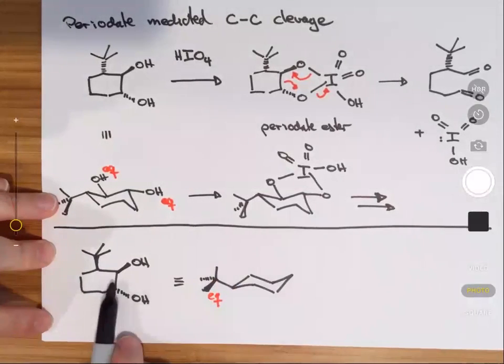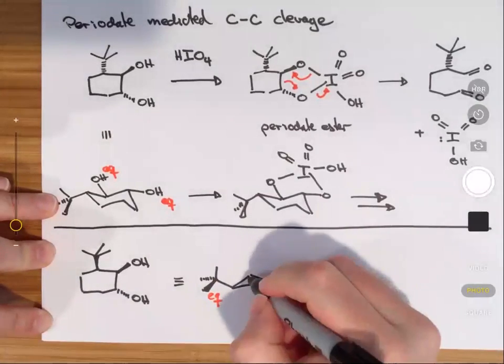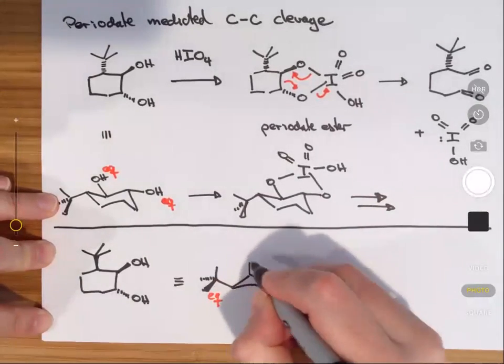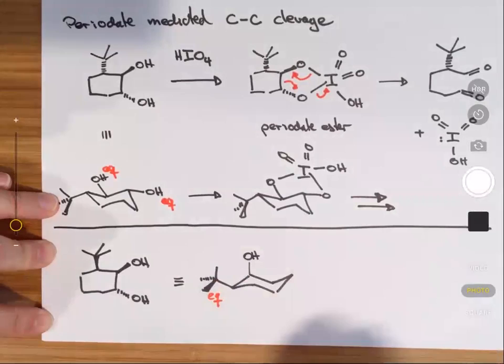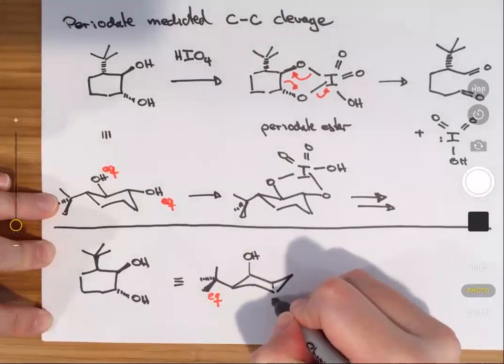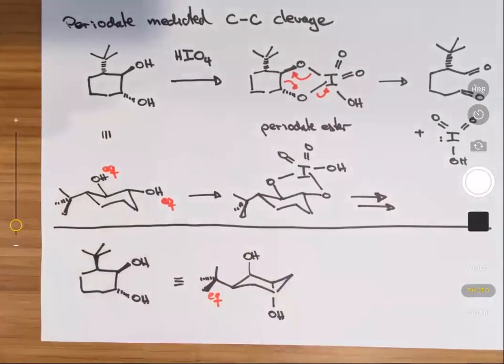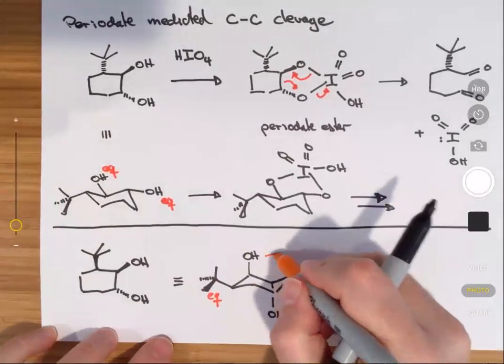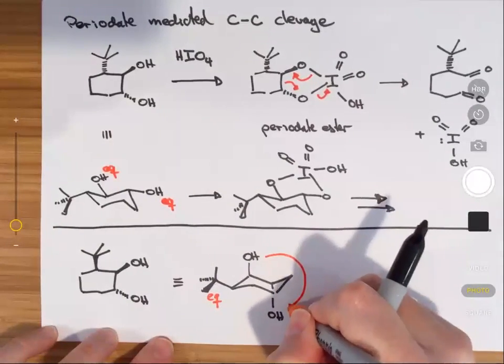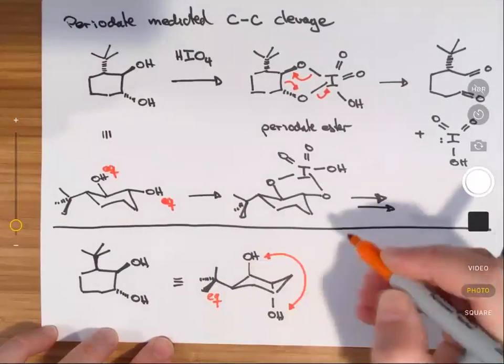And then if you take a closer look, what you'll see is that this one is coming out of the plane. So this is axial, so it points upwards. And this one goes to the back. So this is axial in this conformation too. And these two are now so far apart that they can no longer form this 5-membered ring.